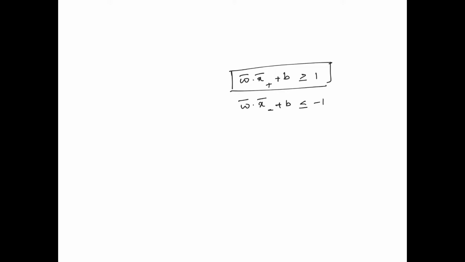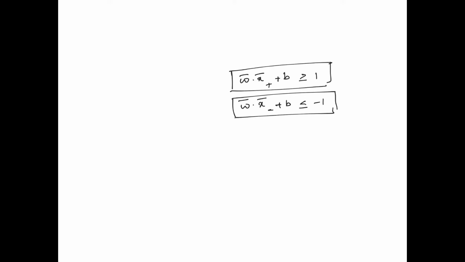What also we can consider is w bar dot product of x. In this case, I'm going to consider x plus, and I'm going to say plus b greater than or equal to 1, for example. Then we're going to have another one, w dot x bar minus, plus b less than or equal to minus 1. So two different equations here.